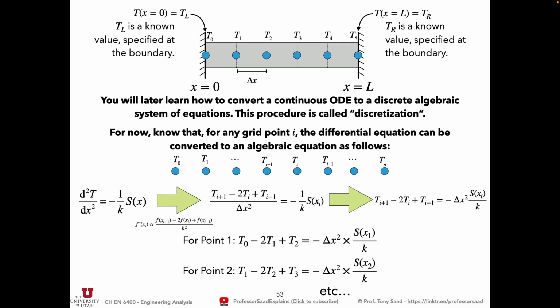I get T3 minus 2T2 plus T1 equal whatever, right? So T1 minus 2T2 plus T3 and so on. Okay? You might not see it yet, but we are building a system of equations for all of those T's that are unknown. Now, I have not defined S of xi yet. What is S of xi?